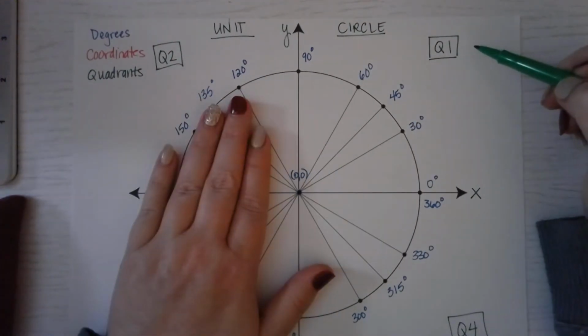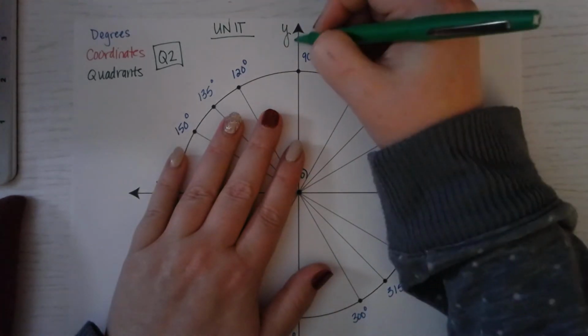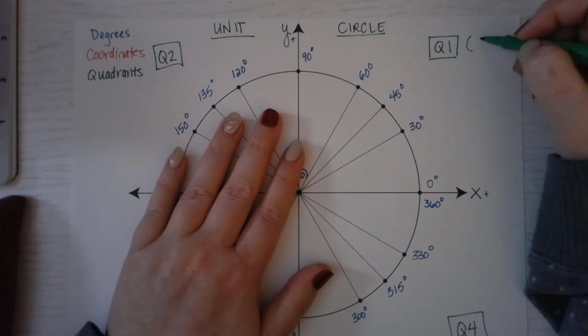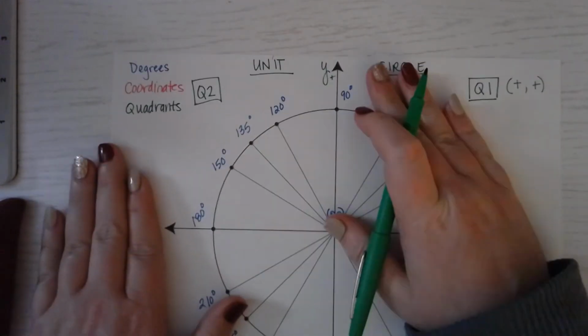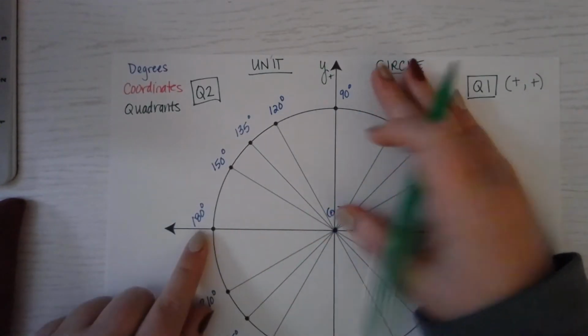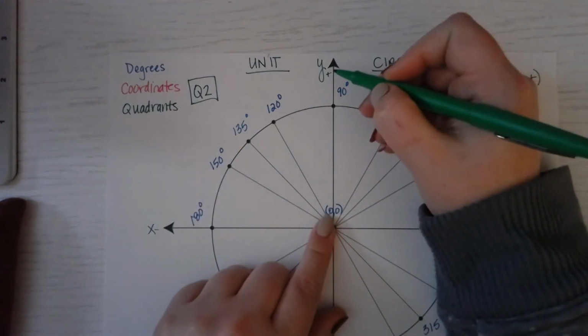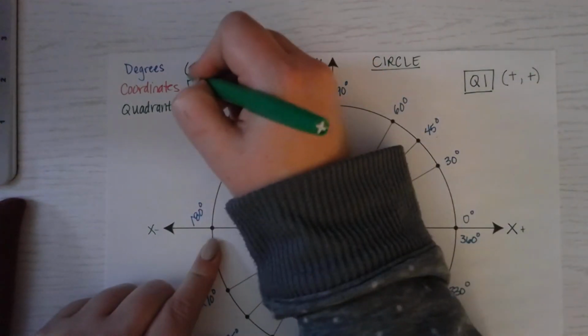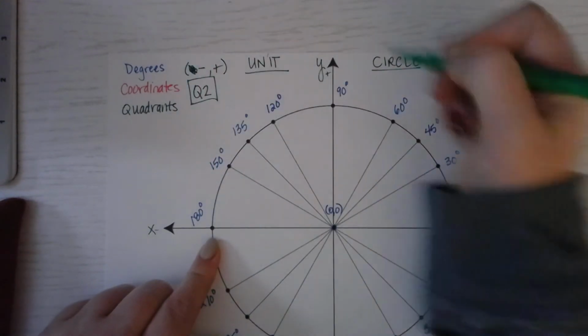If we look over here at quadrant 1, X's are positive and Y's are positive values. So in this quadrant, the X and the Y values are positive. If I'm over here in quadrant 2, I notice that my X values are negative and my Y values are positive. So X values are negative, Y values are positive.